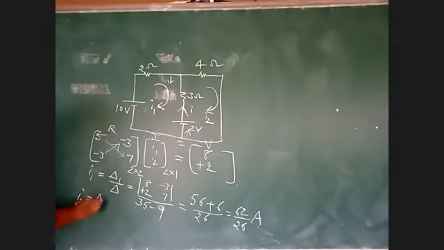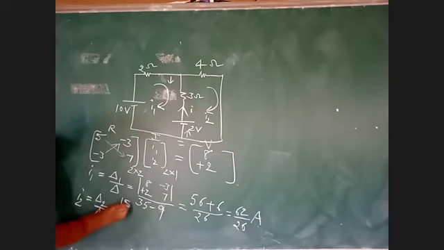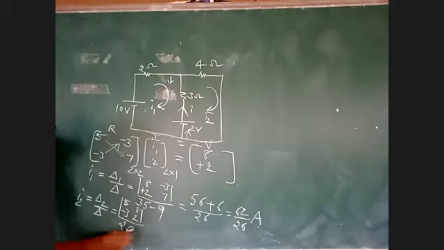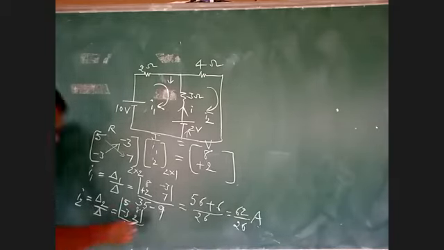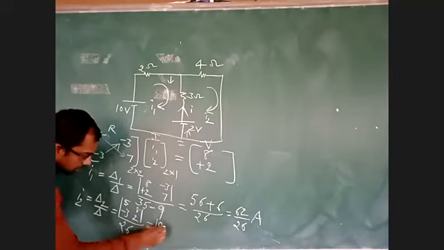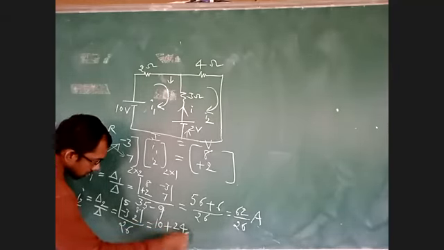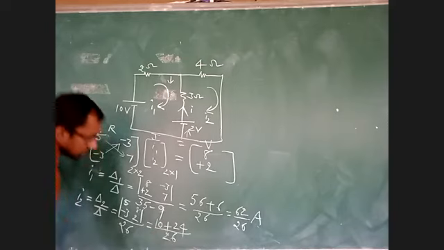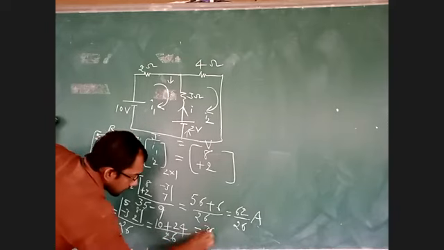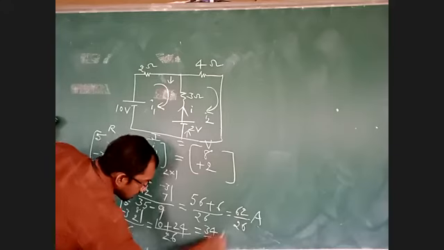I2 is equal to delta 2 by delta, which is 5, minus 3, 8, 2, divided by 26, because delta is 26. The denominator is 26. 10 plus 24 by 26, that is 34 by 26 ampere.